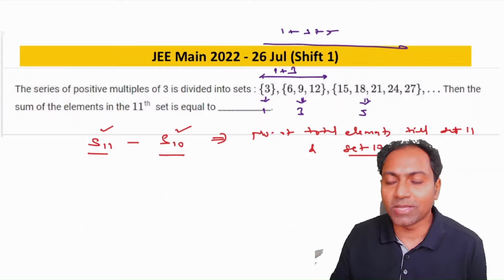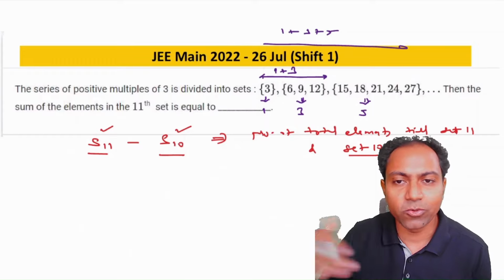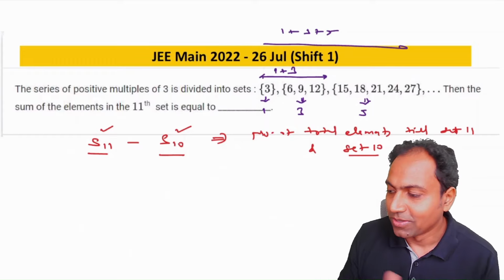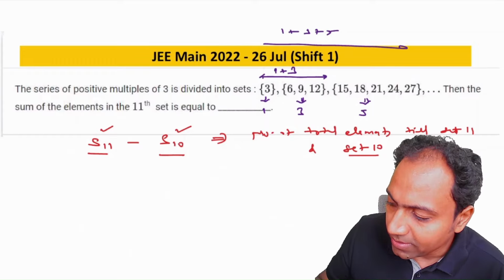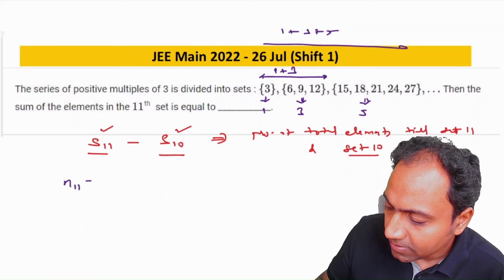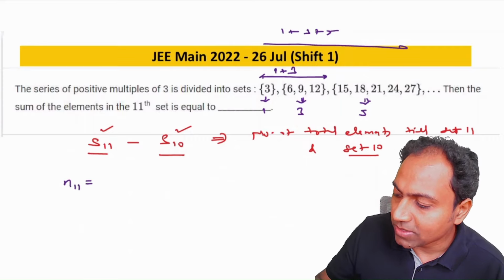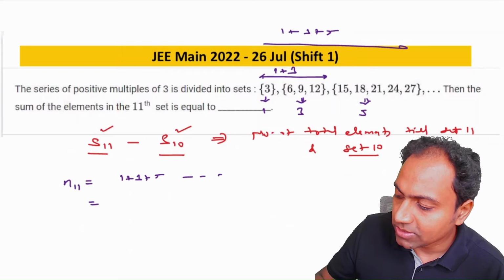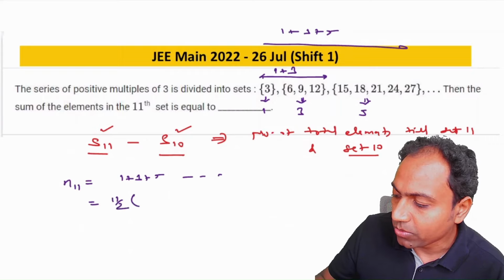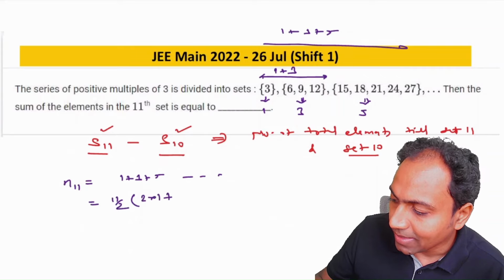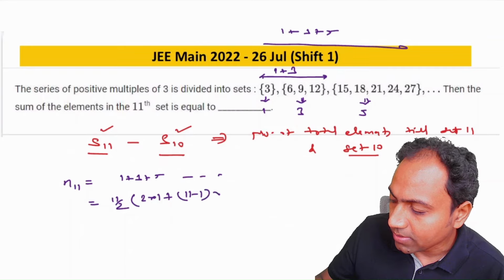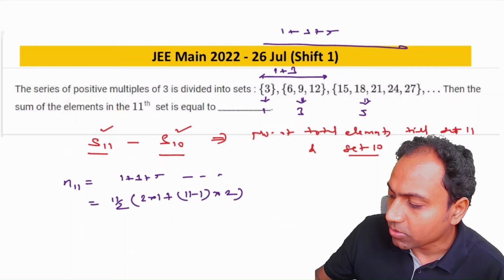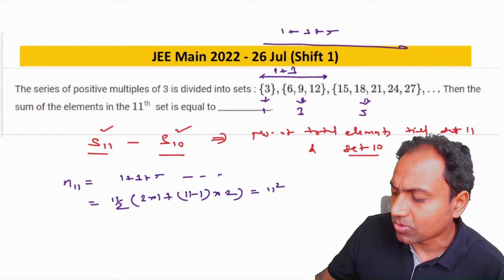That would be nothing but an AP, because 1 plus 3 plus 5, you can observe, is an arithmetic progression. So if I want to find n11, it is nothing but the sum of 1 plus 3 plus 5 till the 11th set. So this can be written as 11 by 2 into twice of A plus (n minus 1), that is 11 minus 1, into D, that is nothing but 2. And if you simplify this, it becomes 11 square, or 121.